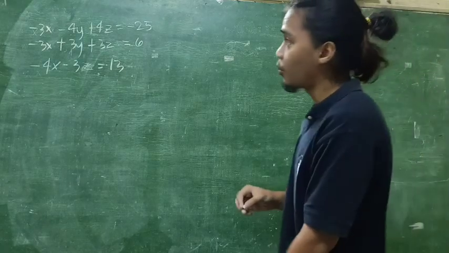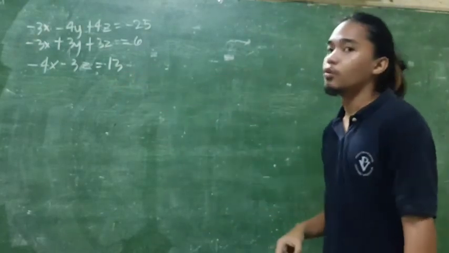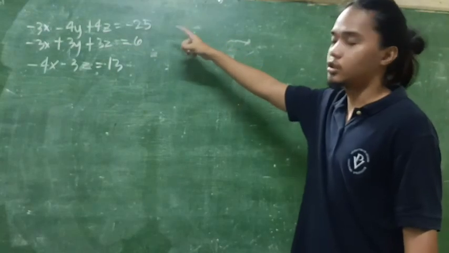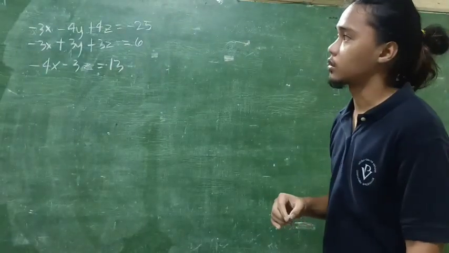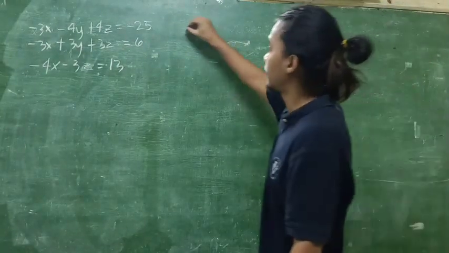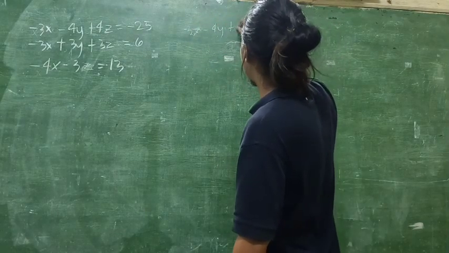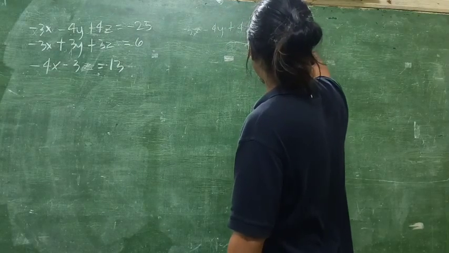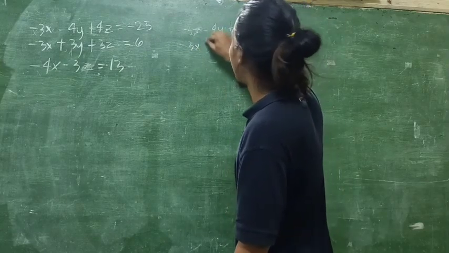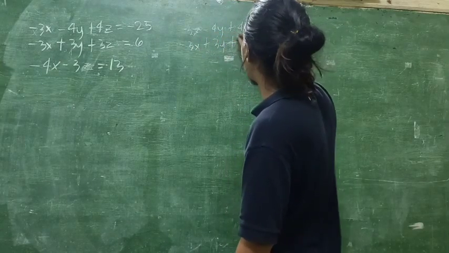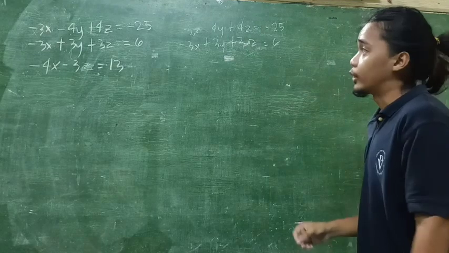So let's try another example. You can see we have here a three-variable system of equations. So we just have to eliminate one variable using these equations. So let's try it. Negative 3x minus 4y plus 4z is equal to negative 55, and negative 3x plus 3y plus 3z is equal to 6. We just have to manipulate it.